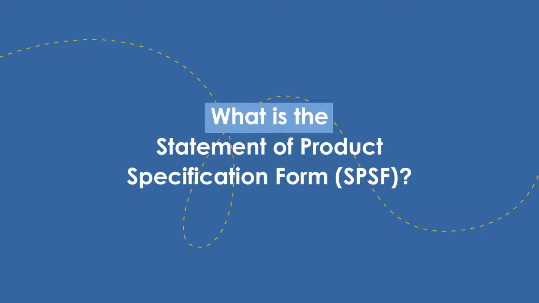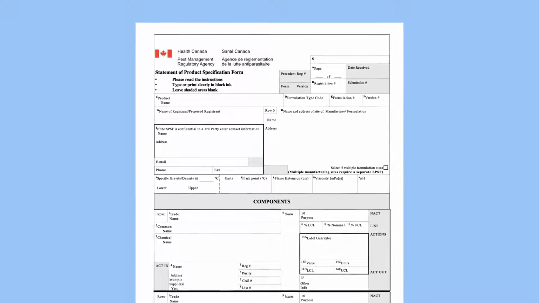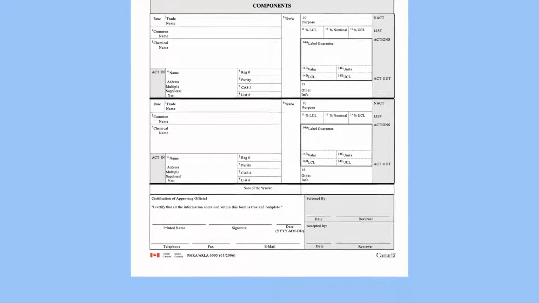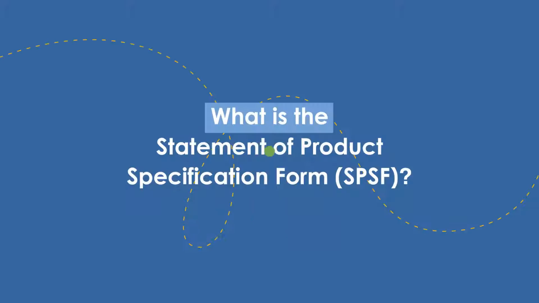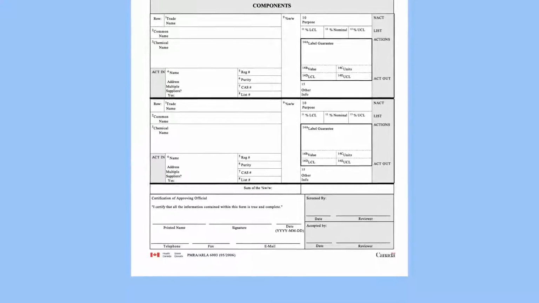What is the Statement of Product Specification Form, SPSF? This form lists all of the ingredients and their levels in a pest control product. It must be submitted to PMRA when you want to register or amend a pest control product. A Statement of Product Specification form appears on screen, zooming from top to bottom.